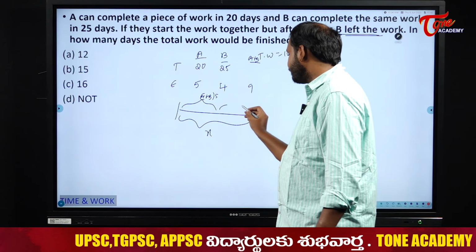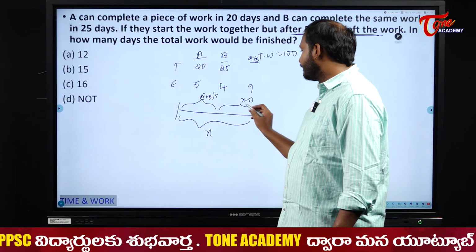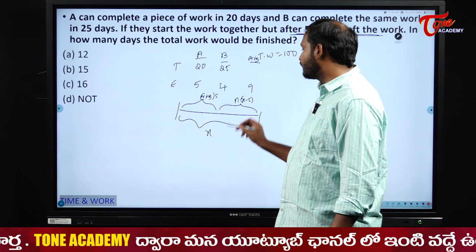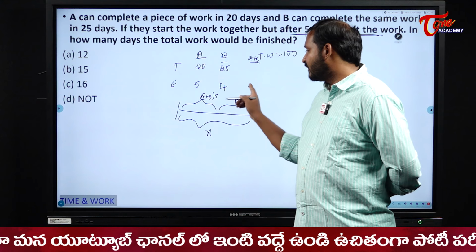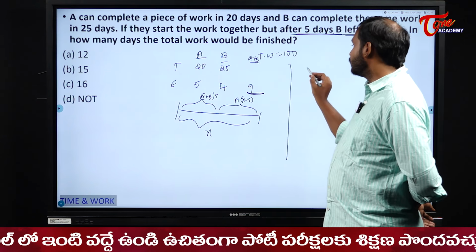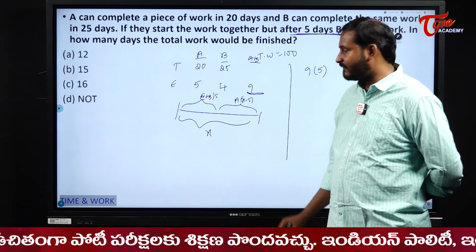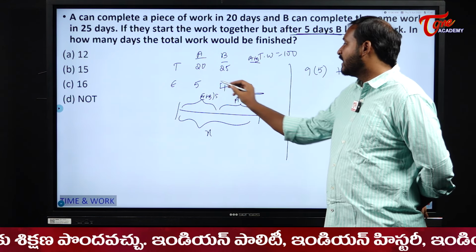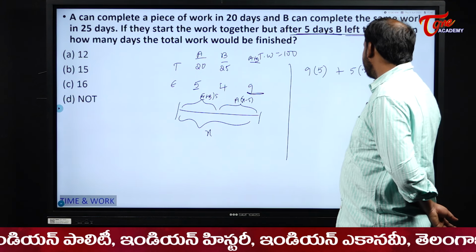Now, the remaining days are how many? X minus 5 days, right? In this x minus 5 days, B left the job, which means A will work for this remaining x minus 5 days. Now tell me, A and B together in one day they can do how much work? Their combined efficiency is 9, right? So 9 into 5. Why? Because together A and B worked for 5 days, plus A alone worked for how many days? X minus 5, and A's efficiency is how much? 5. So 5 into x minus 5.